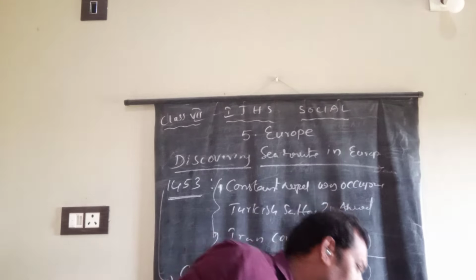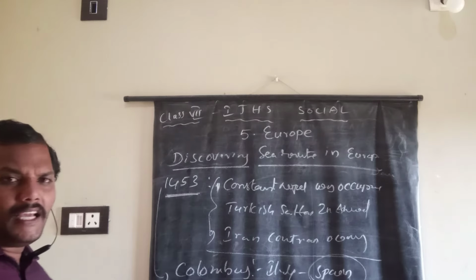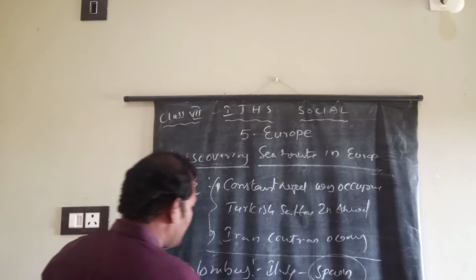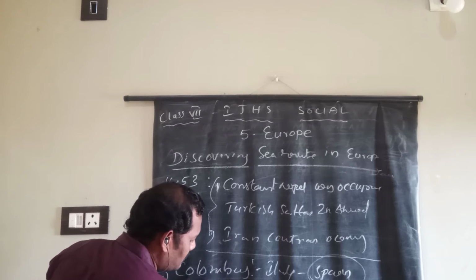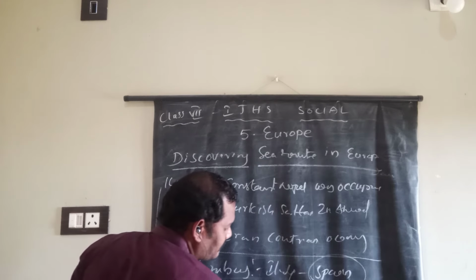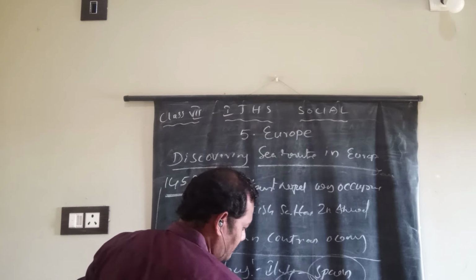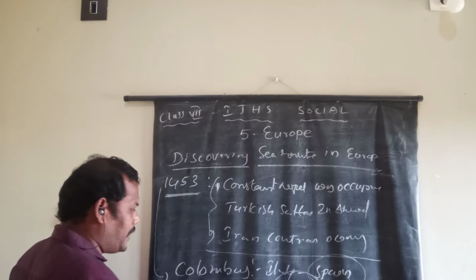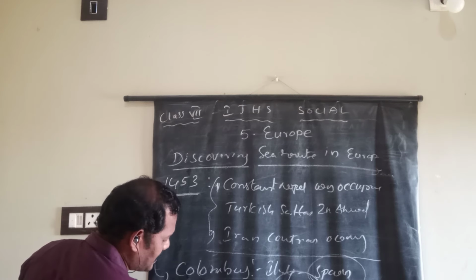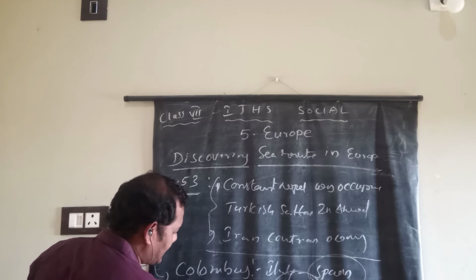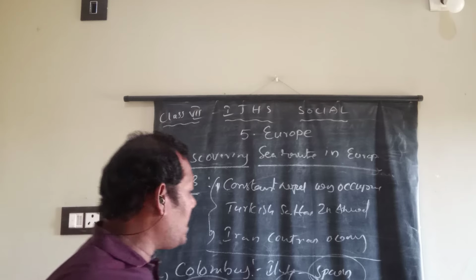Then just imagine, he thought he reached India. Columbus reached which areas? Between the South America and North America regions. Now it is called the West Indies in the present days. But at that time Columbus imagined, I reached India.